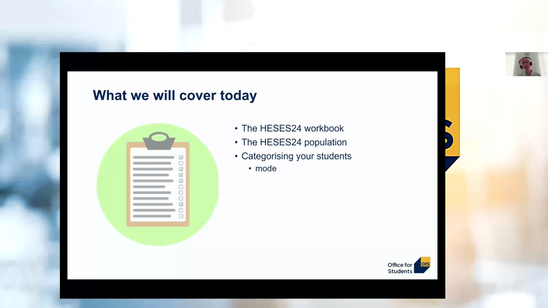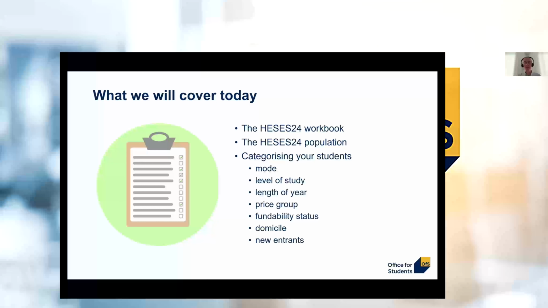We do this according to mode of study, level of study, length of the year that they're on, price group, fundability status, domicile, and whether or not they are new entrants. I know that we had various questions submitted prior to the event about a lot of that, so hopefully I'll go a long way to answering those. Finally, we will touch on multiplication factors, which is something that we introduced last year as a separate process after HESES23, but this year we're incorporating it into HESES24. So this will be just a brief look because my colleague Will is going to do more on this subject in our final webinar next week.